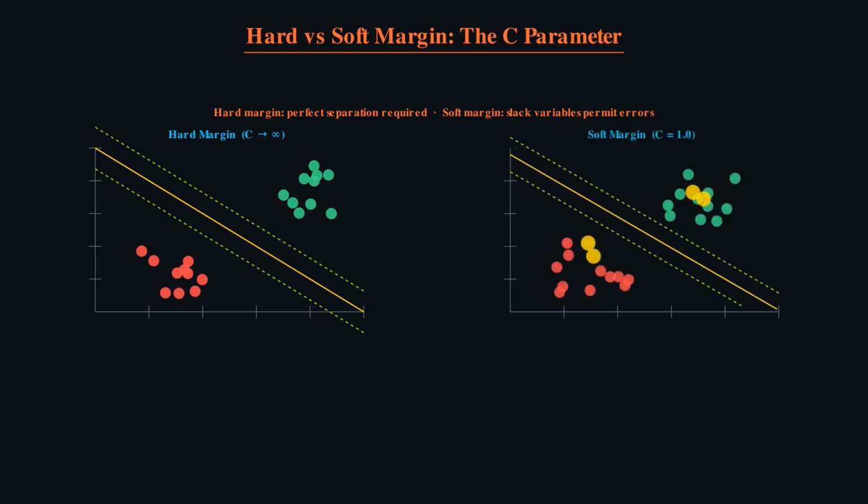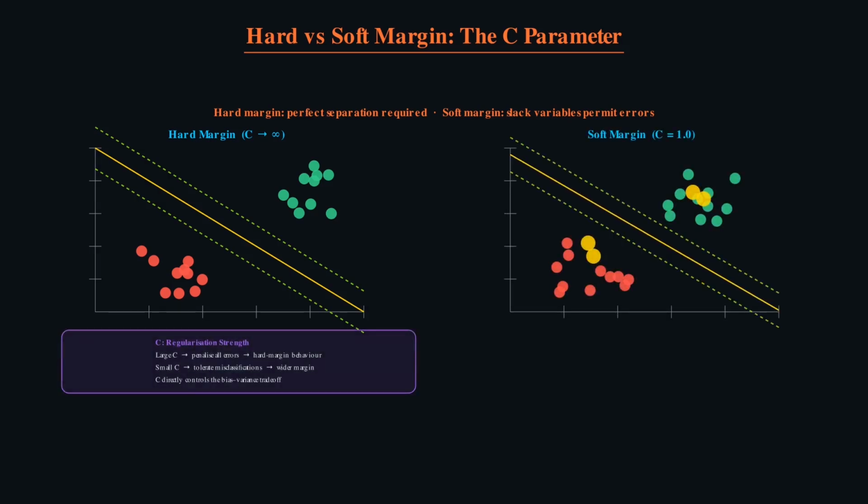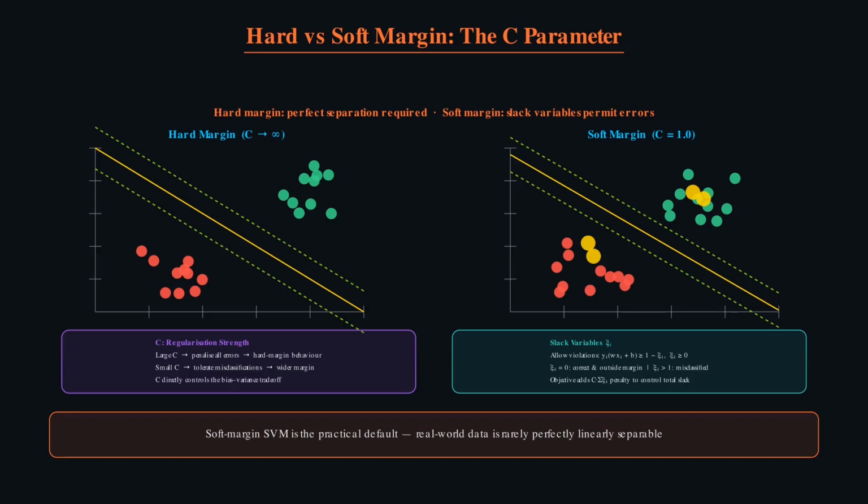Move a support vector, and the boundary shifts. The entire model depends on just a handful of critical examples. That's what makes SVMs memory efficient at inference time.